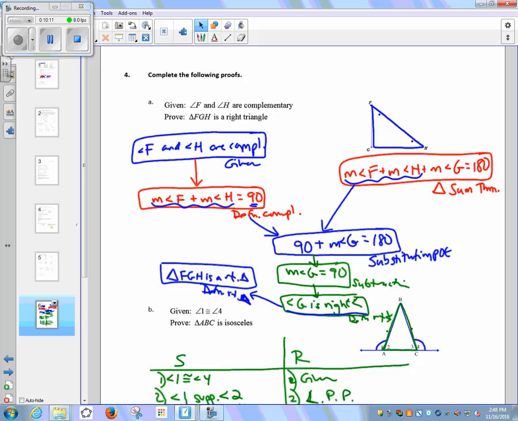All right, you guys can adjust to this 2 column, right? It's just basically the same.